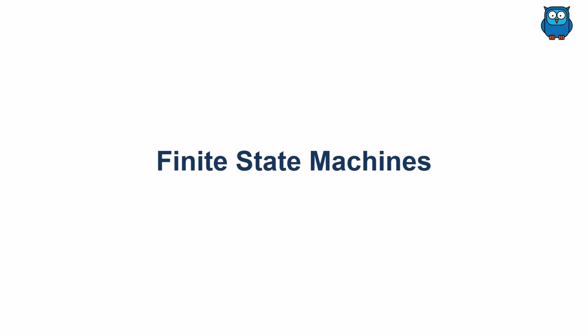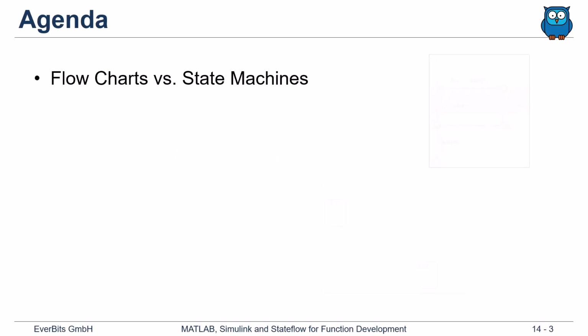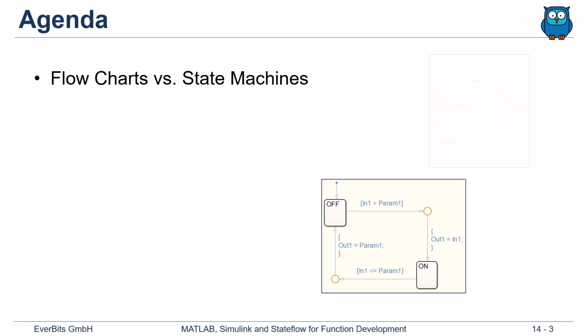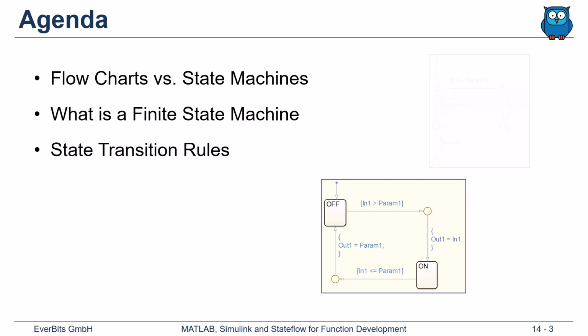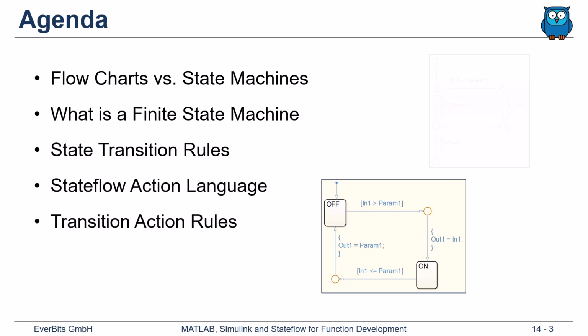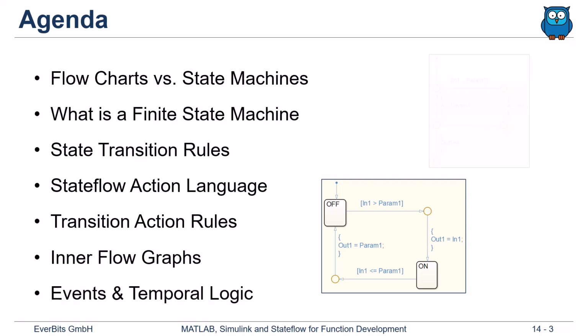Let's discuss the finite state machines in Stateflow. First, we will compare flowcharts and finite state machines. Then we will discuss the state transition rules and the Stateflow action language with its transition action rules. We will see why inner flow graphs are better than state actions. And we will discuss the semantics of state events and temporal logic.